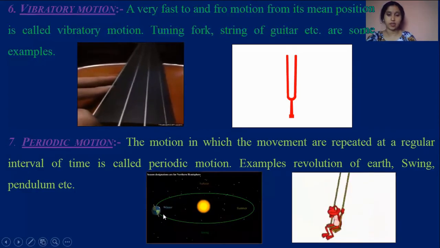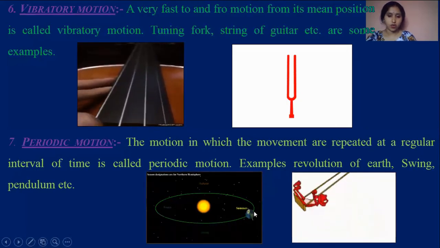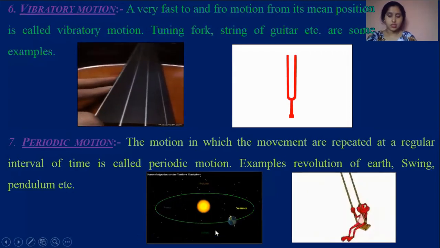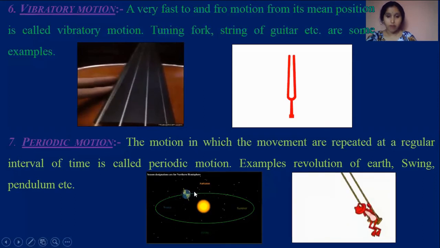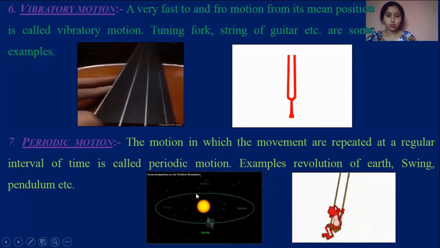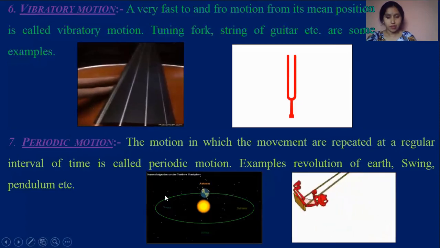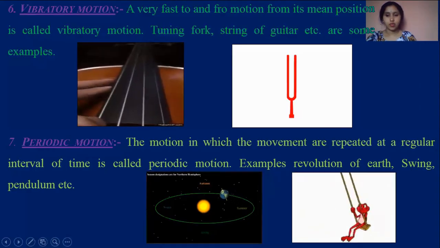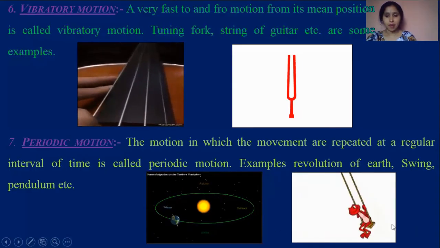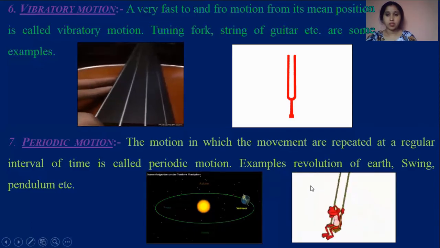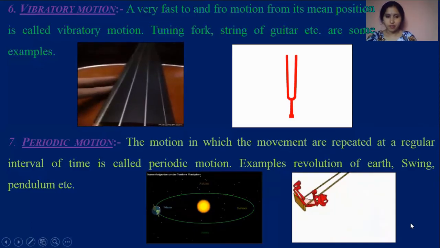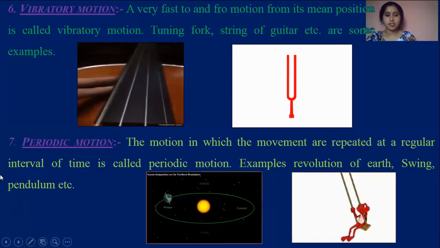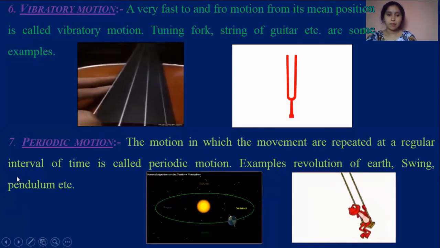Or similarly, you can take the example of rotation also. When earth rotates on its own axis, it rotates within 24 hours. Always it rotates within 24 hours. The time will not change. That means the two actions will be repeated in the same gap of time. And here you can see the swing. It is moving front and back at the same gap of time. That means the movements are repeated at a regular interval of time, and this type of motion is called periodic motion. The pendulum we have already studied in oscillatory motion also has periodic motion.